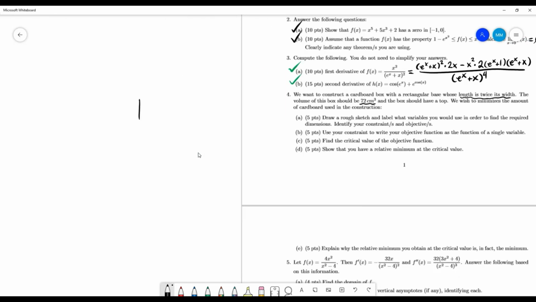So for this, I'm going to sketch out a little rectangular prism, little cardboard box, and I'm going to say this is my width, this is my height, this is my length, and we know the length is twice the width, so I'm going to do that. We know that our volume equals 72 cubic centimeters. And since we want to minimize the amount of cardboard used, we need to know how much cardboard we can take, which is going to be surface area.